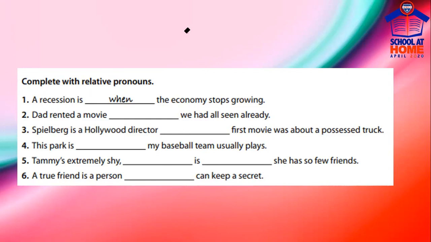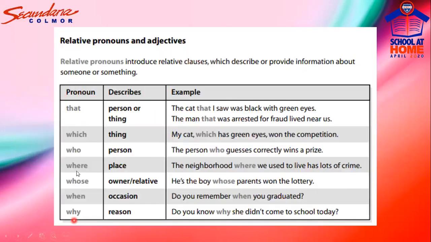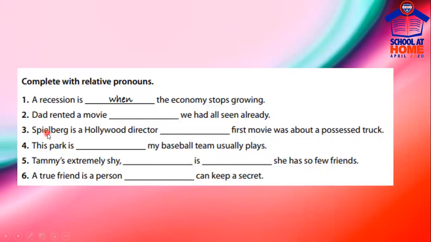Complete with relative pronouns. What are you going to complete? Number 1, the movie that we rented, blank, we had all seen already. So you're gonna complete using these ones, okay? The pronouns, which pronoun goes with those? Number 2, Spielberg is a Hollywood director, blank, first movie was about a possessed truck. Number 3, this park is, blank, my baseball team usually plays. Number 4, Tammy's extremely shy, which is, blank, she has so few friends. Number 5, a true friend is a person, blank, can keep a secret. And you're gonna complete with relative pronouns.